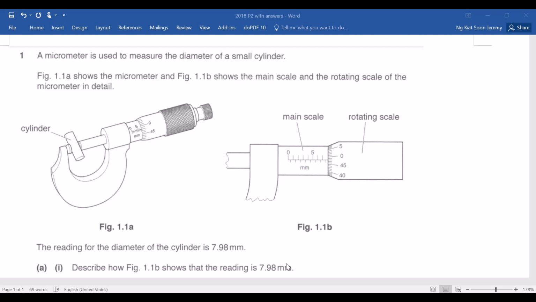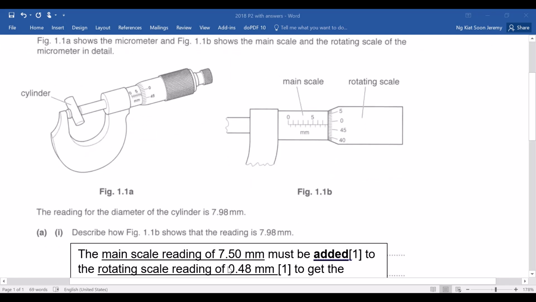There are two key things that we need to approach this question with. Number one is how to describe how to read the main scale, which, if you look at this diagram, is clearly written out for you, and the rotating scale. What you need to pay attention to in O-level questions is that they tend to be very nice. If they have qualitative questions like that, which is more and more a common feature, they typically have diagrams labeled in such a manner that the words in the diagram help you answer the question. So have a look at the answer here.